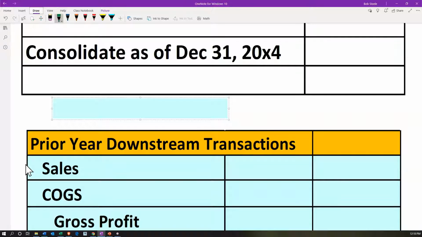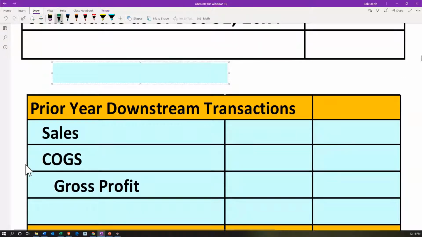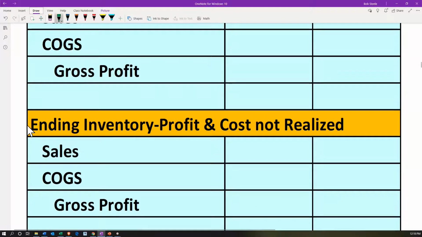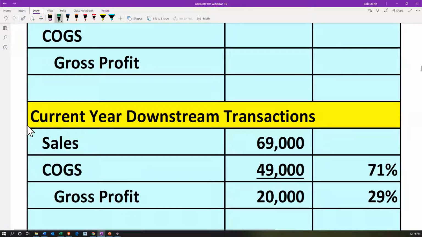So you could have prior year downstream transactions, being from the parent to the subsidiary. Those are important because the ending inventory could be reflecting gross profit that we'd then have to reverse, as it would be sold in the current year. So we have the prior year downstream transactions, and these three, the orange ones, relate to them, and then the current year downstream transactions, from parent to subsidiary.